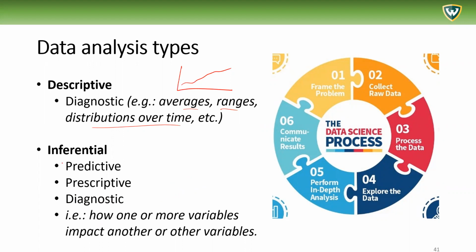Essentially, though, all inferential statistics are about how one or more variables impact another or other variables. It really is learning about how, if you change one variable, how does that impact other variables? And what causes one thing to lead something to be one way, or what causes it to go another way? We'll explore these a little bit more.